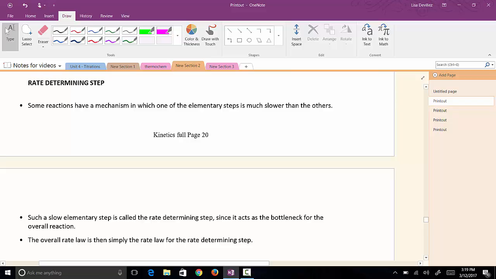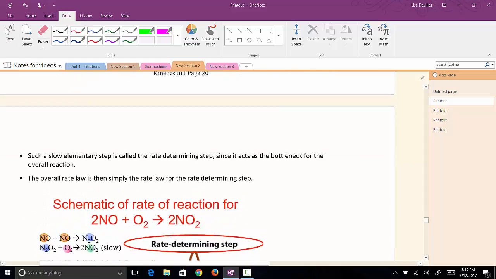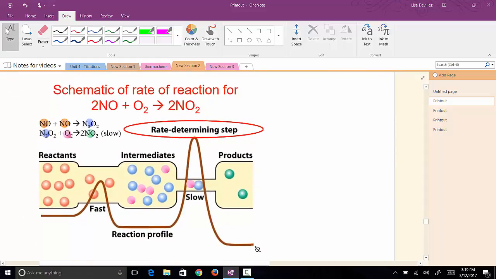So the rate determining step. In a mechanism, you will have one of the steps that is going to be the slowest. And so it makes sense that if I have a sequence of things occurring, the part of the sequence that takes the longest amount of time to complete is going to drive how fast the entire sequence can occur. So the slow step in the mechanism is what we call the rate determining step.